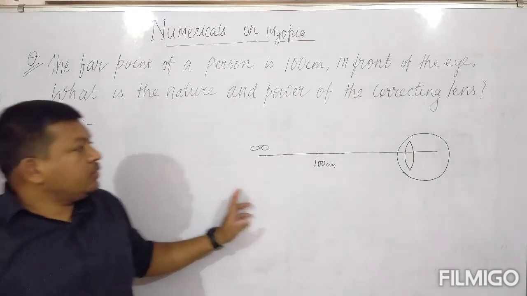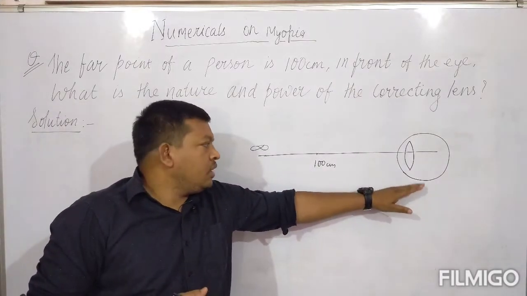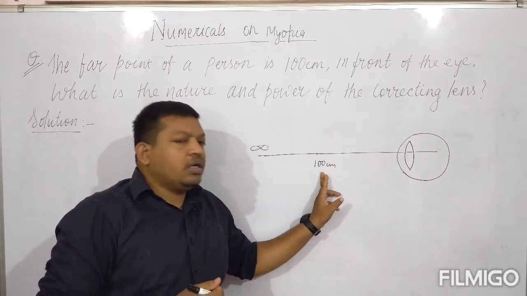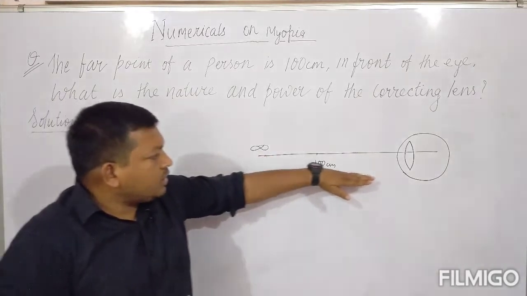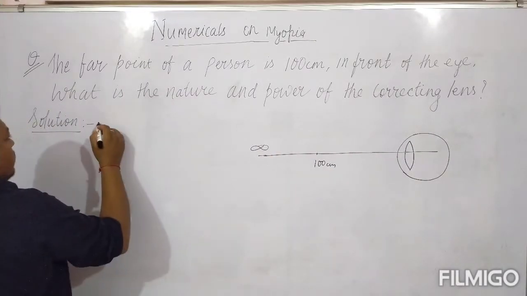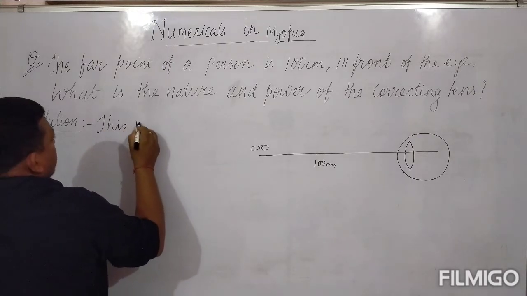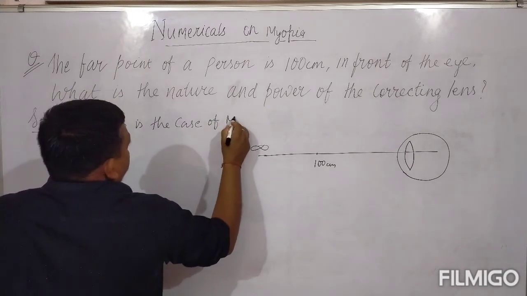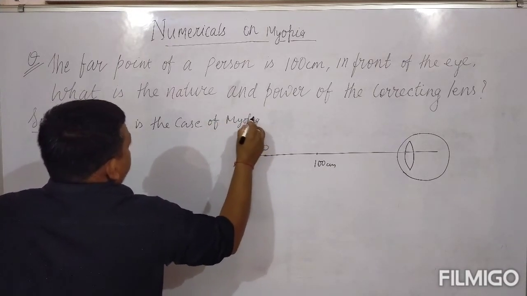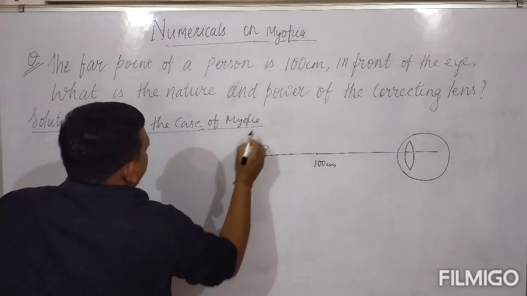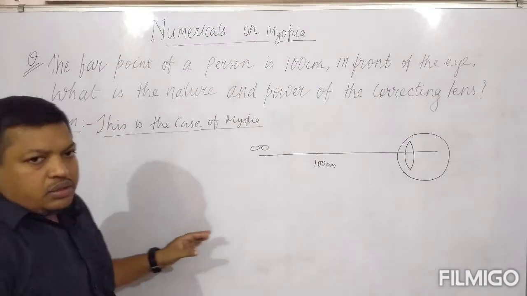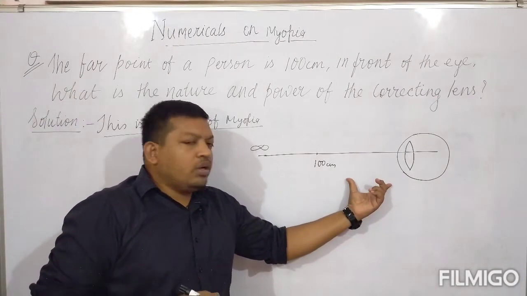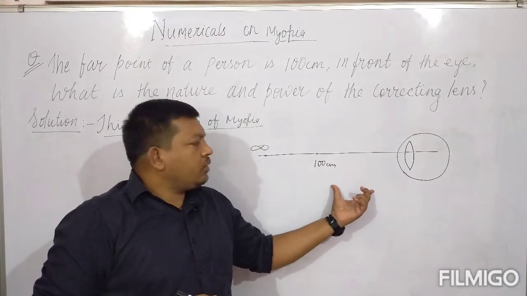I am repeating it again. The person can see the image of that object which is at infinity when the image is formed at 100 centimeter. So the person can see up to a limited distance. So this is the case of myopia or short-sightedness. Why myopia? Because an eye which can see only up to a limited distance is called myopic.